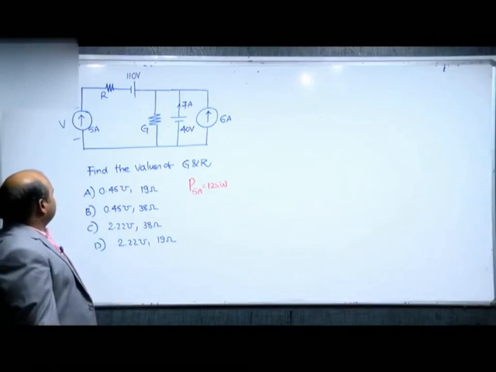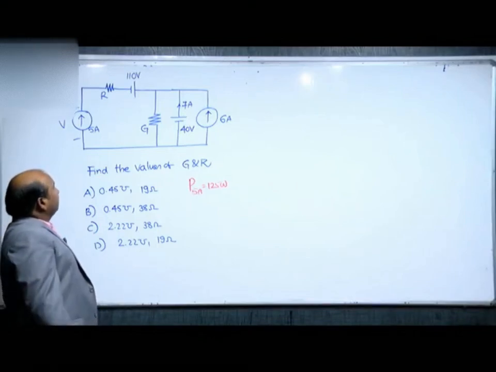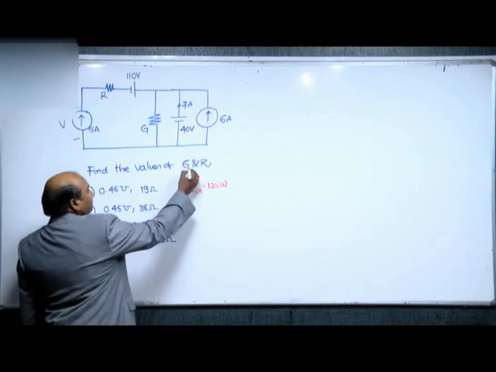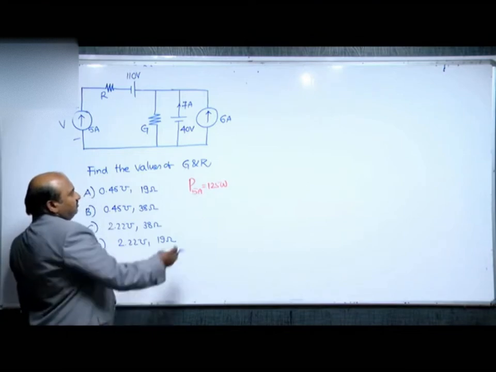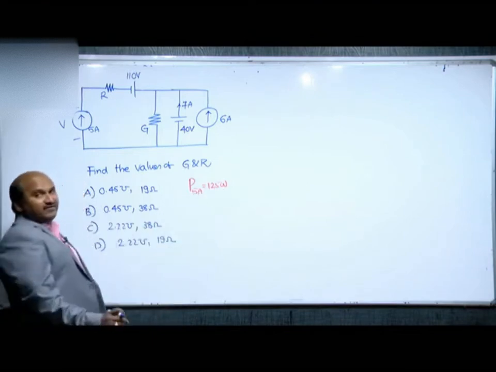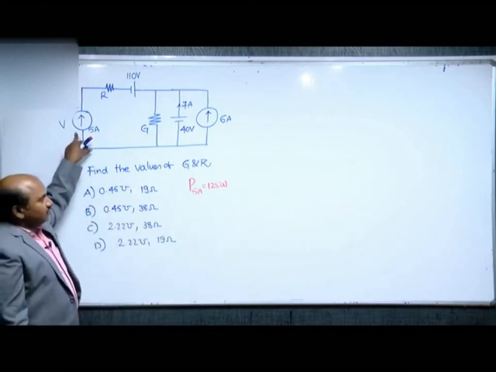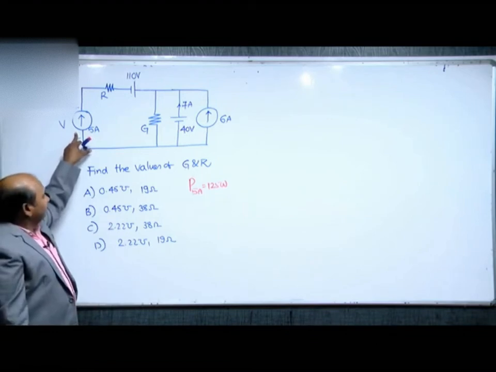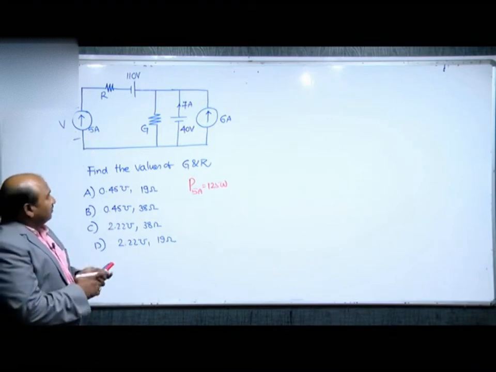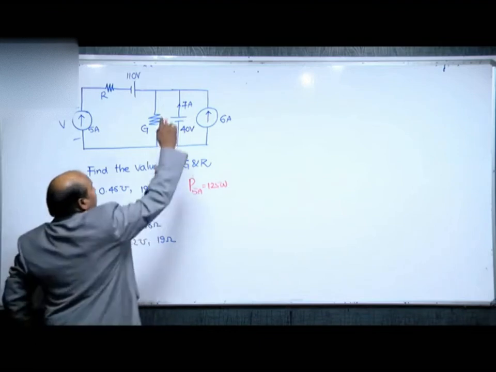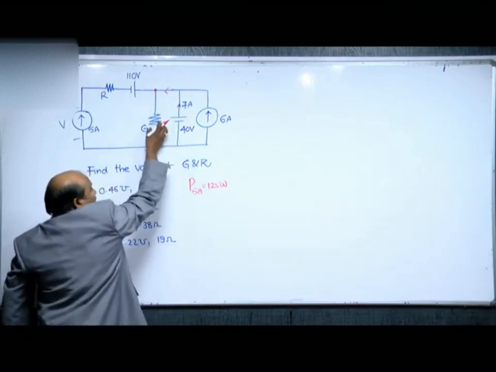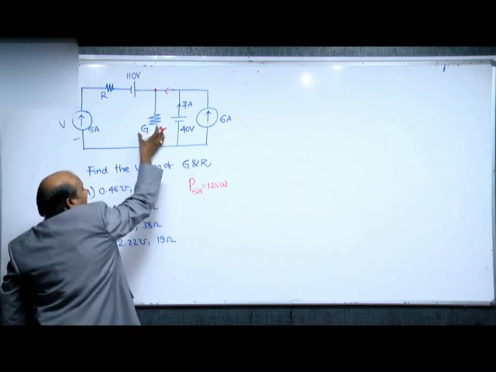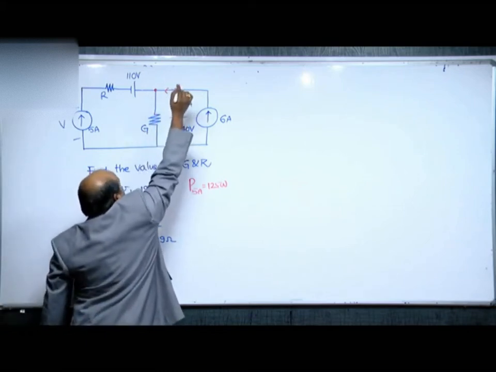Consider the following circuit. From this circuit, we have to find the values of G and R, conductance and resistance, when the power delivered by the 5 ampere current source is 125 watts, as given. Now, according to the given circuit, first we can estimate the current passing through the resistance, which is connected in parallel as a conductance was provided.